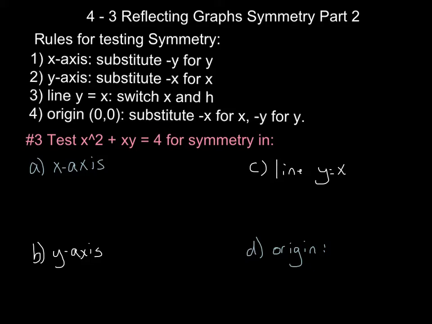How do we know if a graph is symmetric in a particular way, be it over the y-axis or over the x-axis? If it's symmetric in the x-axis, then you plug in negative y for y. If it's symmetric in the y-axis, you substitute negative x for x. If it's symmetric in the line y equals x, then you switch x and y, not h. My bad. And if it's symmetric about the origin, you substitute negative x for x and negative y for y.